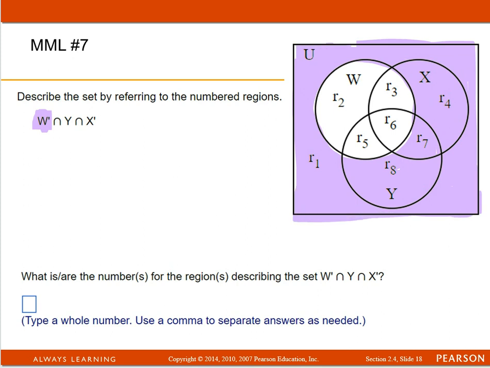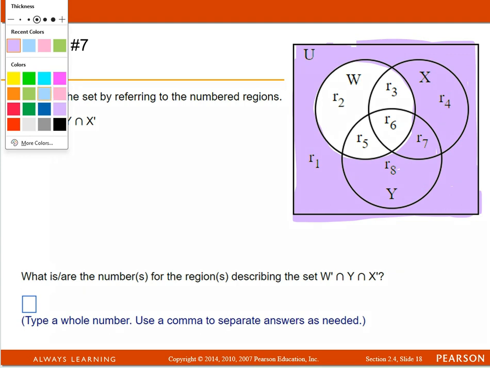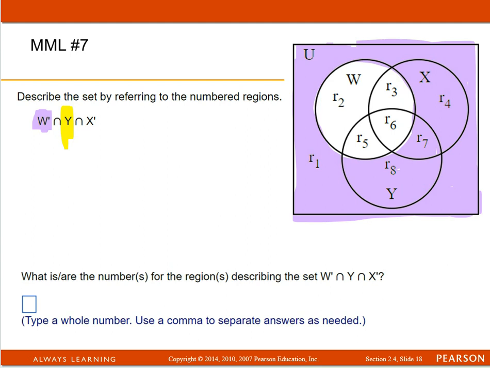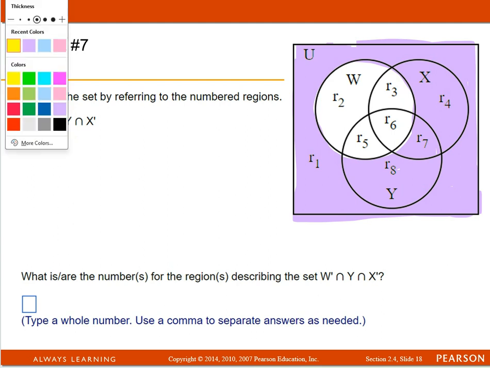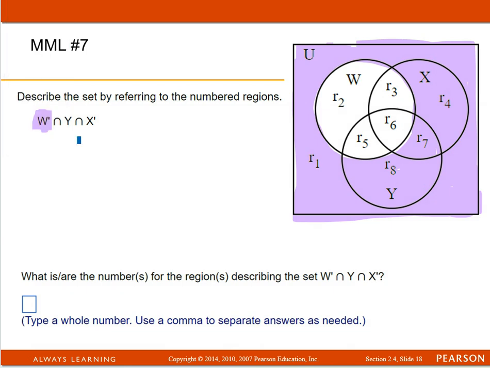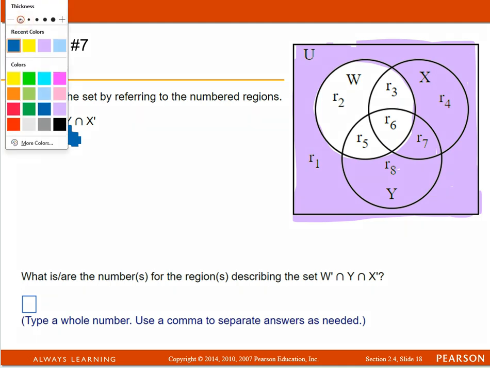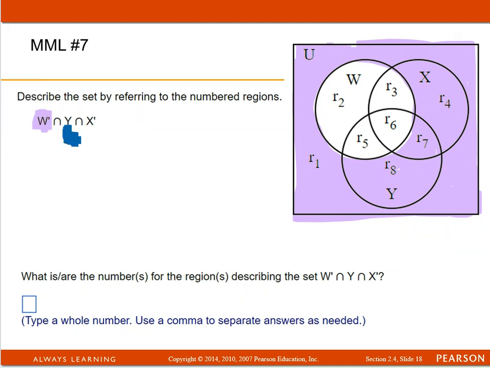And then we're looking for Y, and I don't think yellow is going to be a good color to use. How about dark blue, and I'm going to shade it. So not W, Y. Here's circle Y. So we're looking at this circle. Just going to shade it with lines.